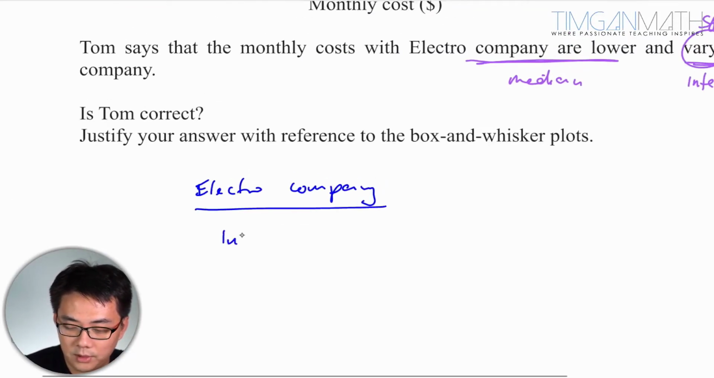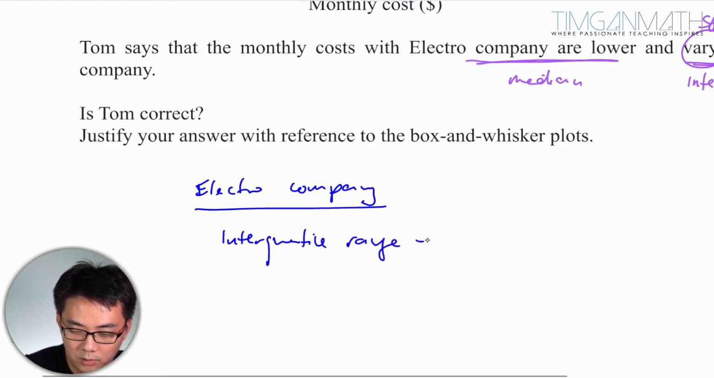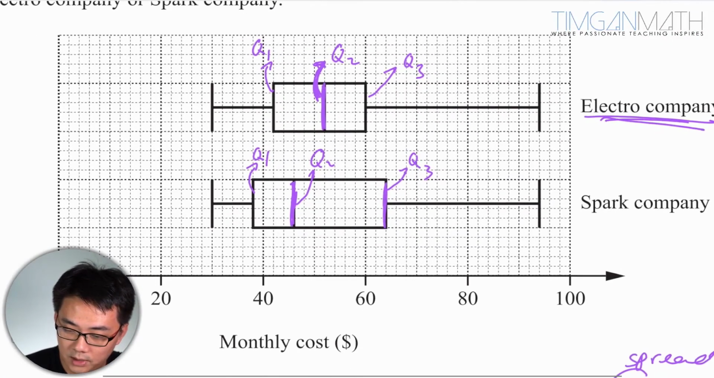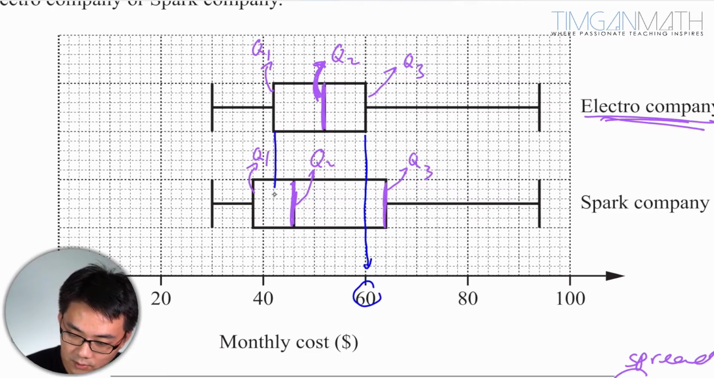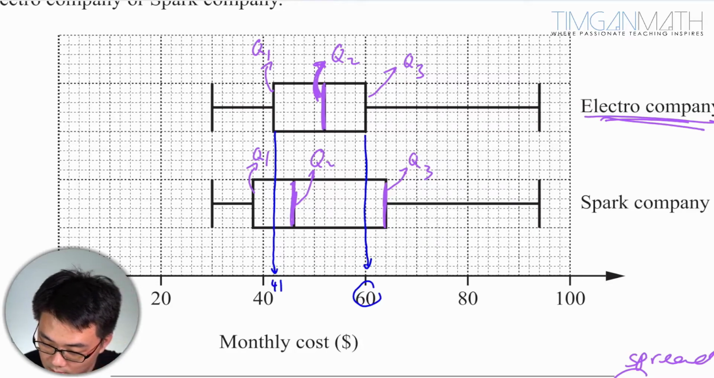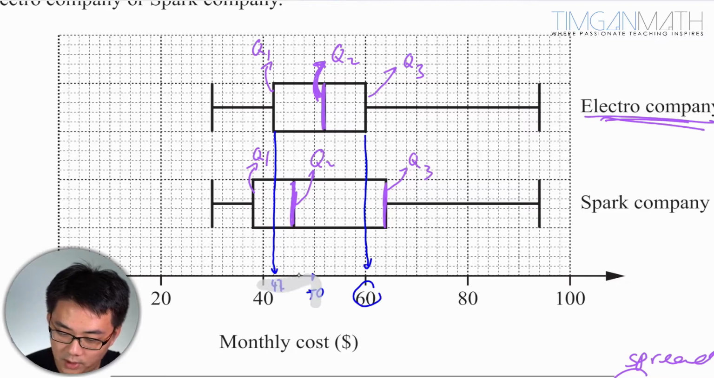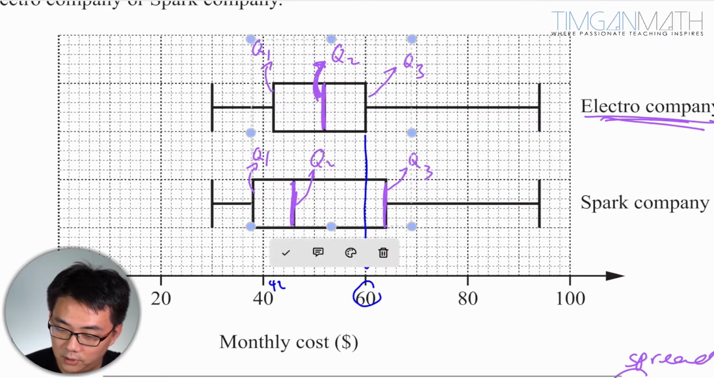The interquartile range would be Q3 minus Q1. So this is 60, here is 60, minus of this would be 40. This is 45, this is 41. No, 42. This is 50, right? There's 42 there. So this is 60, 42.